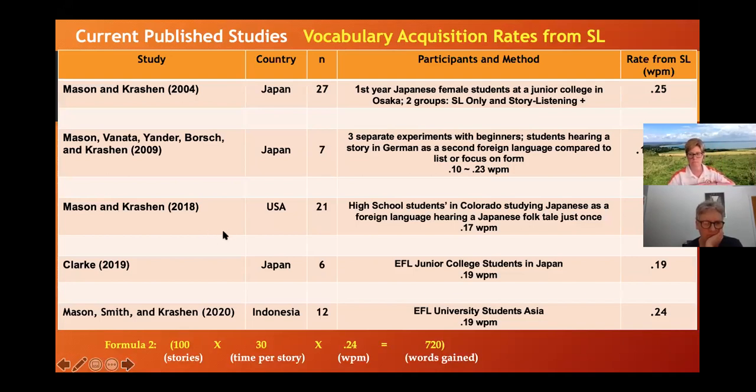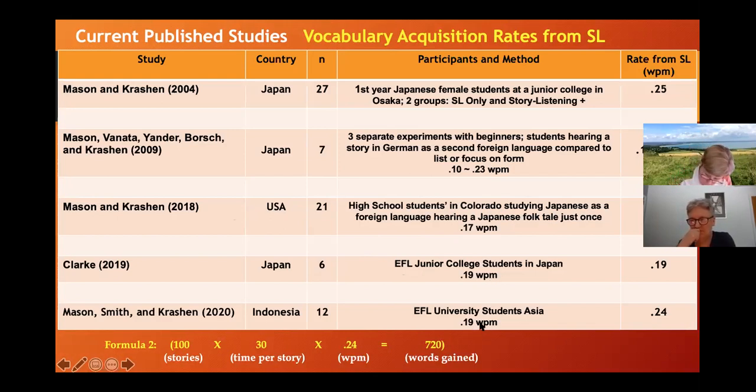I want to state where we actually are now. And this is wrong. This should be 0.24. This is a summary of the 5 studies now dealing with vocabulary acquisition rates from story listening. I mentioned earlier in the introduction, Mason and Krashen 2004 in Japan, with first year Japanese students, the rate from story listening was 0.25 words per minute. The study by Mason, Vanata, Jander, Borsch, and Krashen, with German students in Japan, 3 different experiments, found 0.10 to 0.23. And Mason and Krashen, with the Colorado students, Japanese students in a foreign language who just listened to one story, 0.17. The Clark study with EFL students in Japan, 0.19.